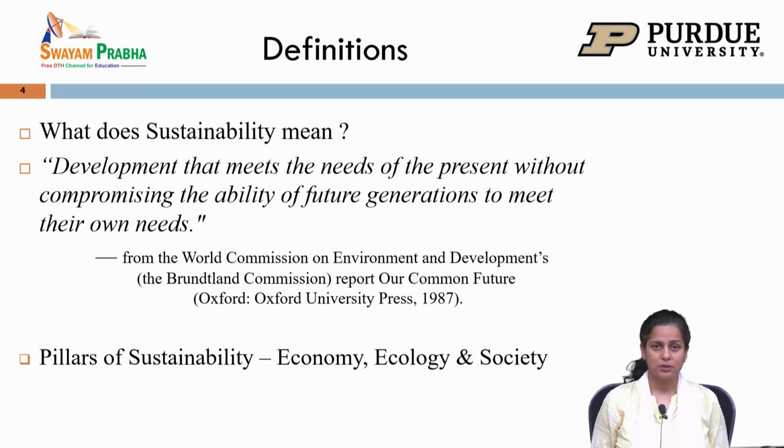Hence, in sustainability, we take into account what could be the demands of the future, and hence we are talking about the trajectory, or the sustainable trajectory, of the interactions of nature and society. There are three pillars of sustainability: economy, ecology and society.